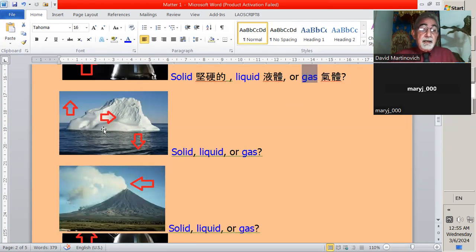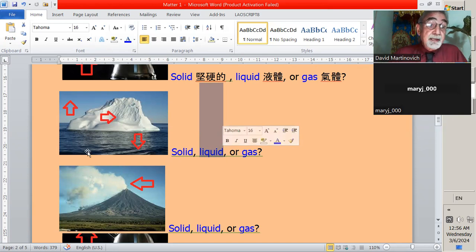Now, this picture has all three: solid, liquid, and gas. So what about the water here? What is that? Hank. Right. Hank says it's a liquid. Thumbs up if you agree with Hank. Good. Everybody got it. Yes, Hank, you're correct.